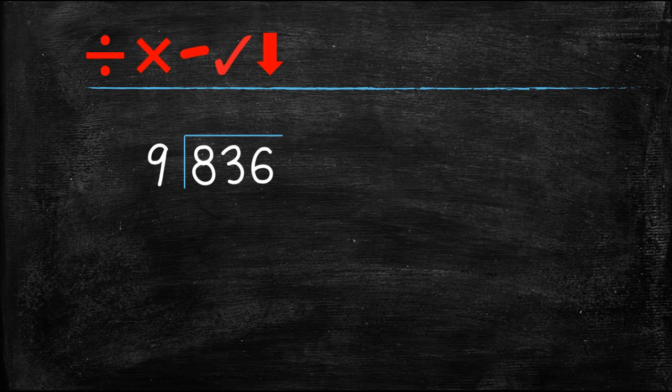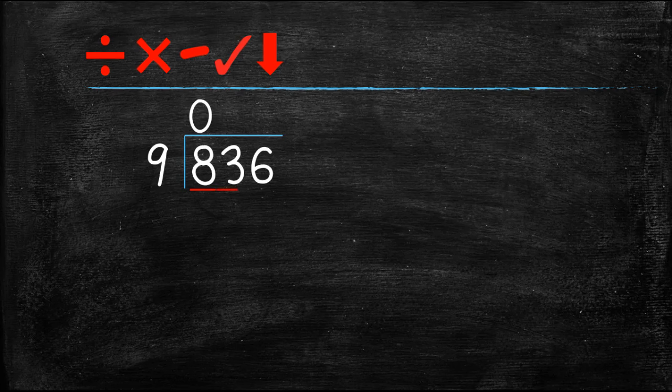So here in our first problem, we have 836 divided by 9. Well, the first thing we're going to do is we're going to look at the number in the highest place value, and in this case it would be the 8. So we have to think to ourselves, does 9 go into 8? And if so, how many times? Well, we know that 9 goes into 8 0 times because it's smaller than the 9.